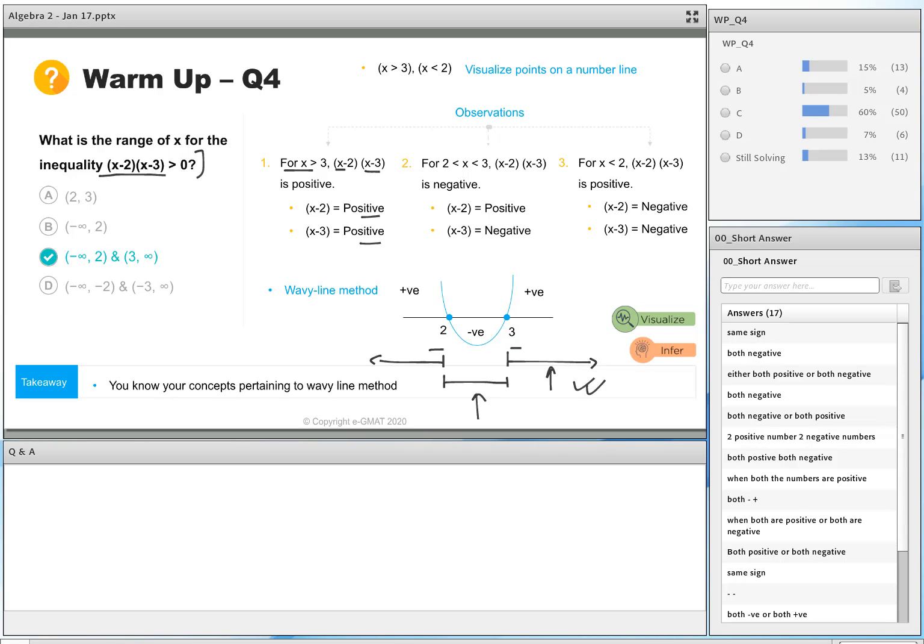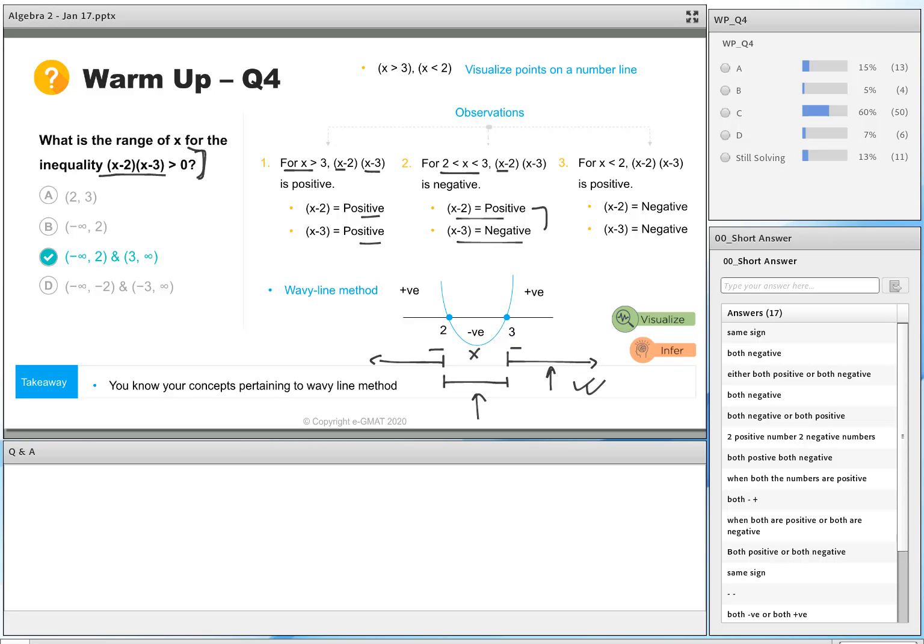Now, when x is between 2 and 3, x minus 2 would be a positive number, but x minus 3 would be a negative number. What happens when I multiply a positive and a negative number together? We get a negative product. Is it in line with the question? No. The question tells me that I need to have a positive product. So that means this region is something that I cannot consider for the answer.